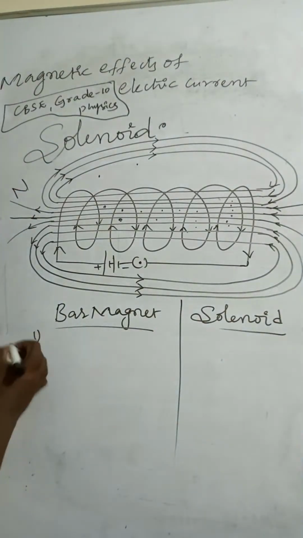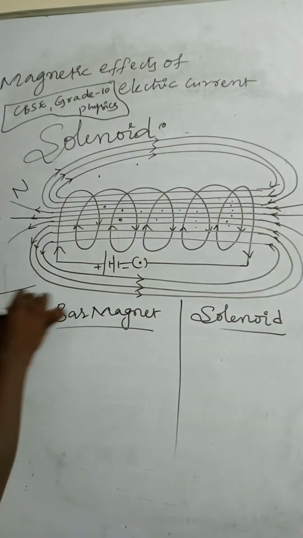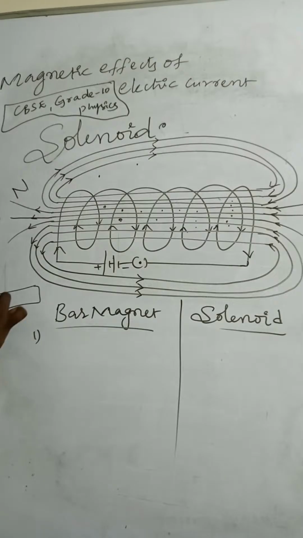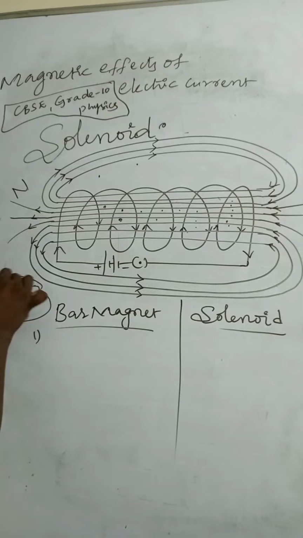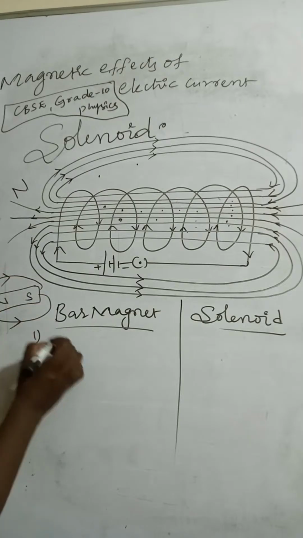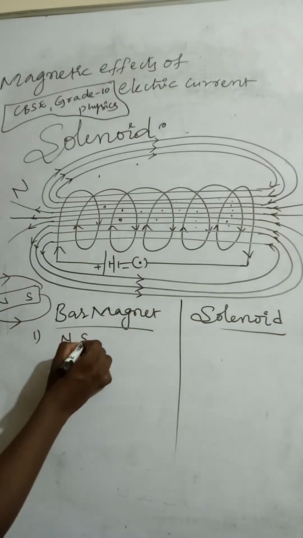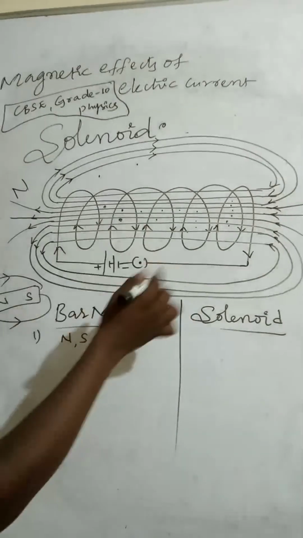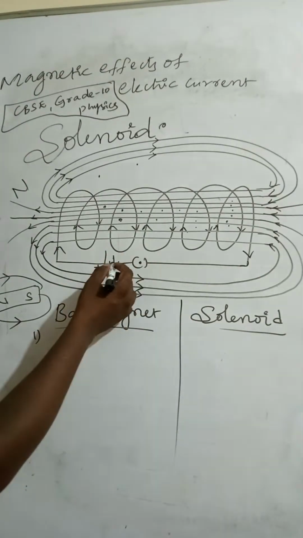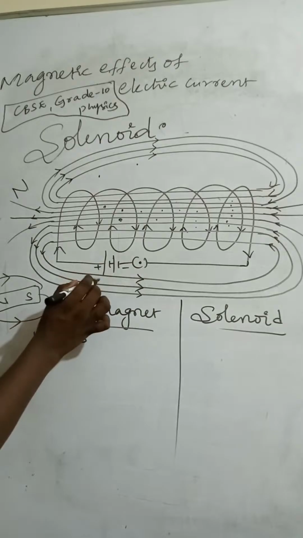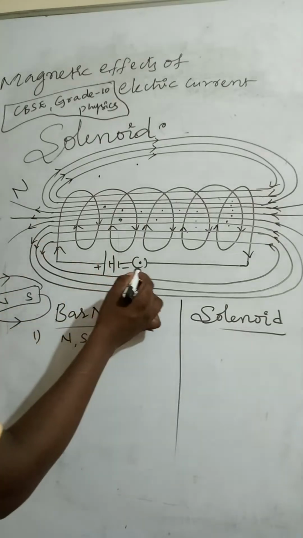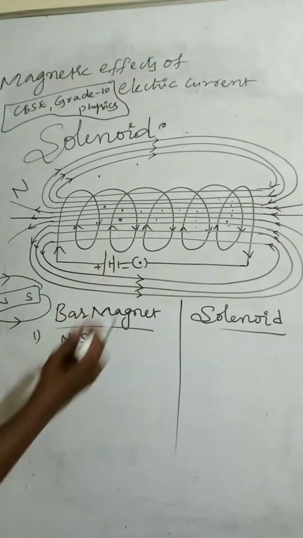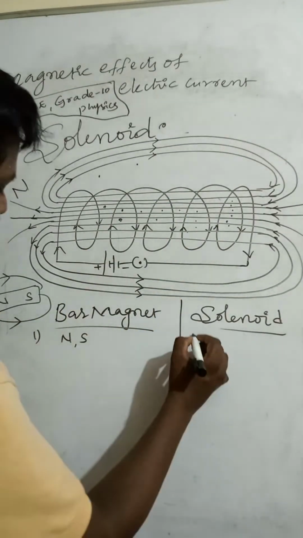Here, the first one, poles are fixed. So this is what we consider a bar magnet, north and south. Here poles are fixed, so N and S are fixed. But here, by changing the battery connection, the current moves like this. If you change the battery, if the current is moving in this direction, poles will change. Poles can be interchanged.